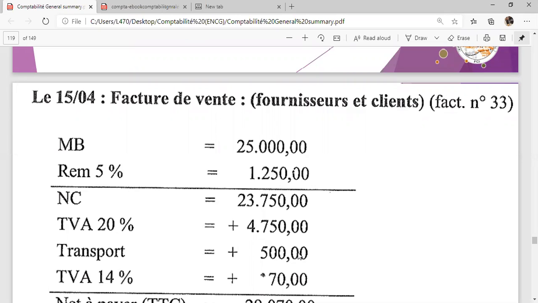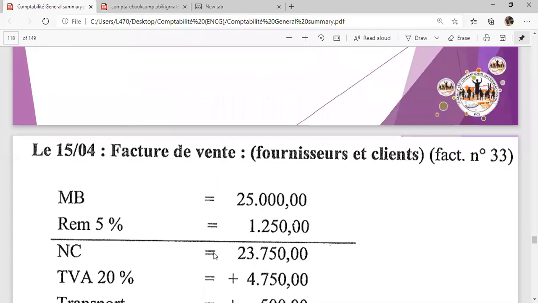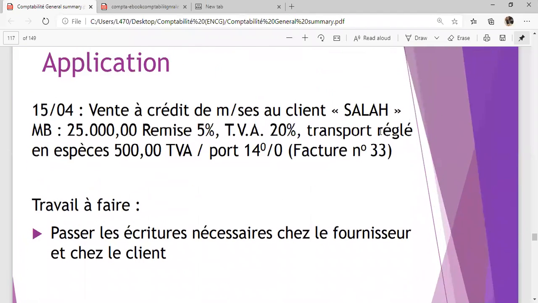So what happens here is that if our transport was charged at a rate of 20%, but in this case we have 14%. There was a figure given to us strictly as transport: transport réglé en espèces de 500. So we're going to find 14% of this 500. Here we have two TVAs: the TVA normal, which is always there, and the port TVA, which is 14%.